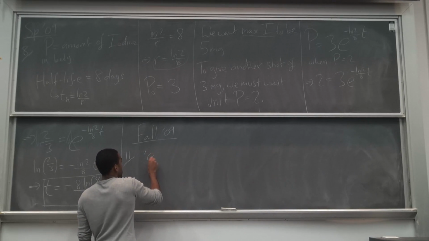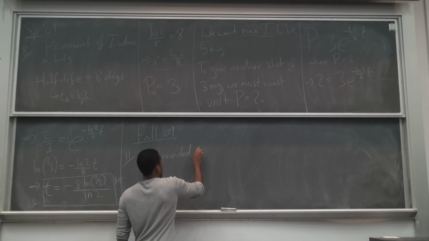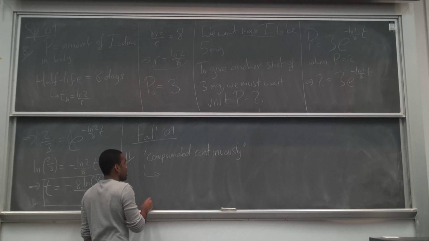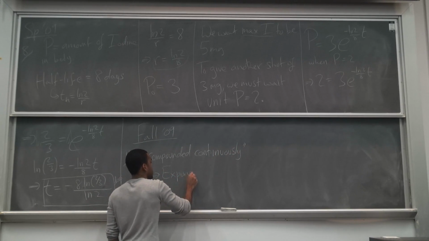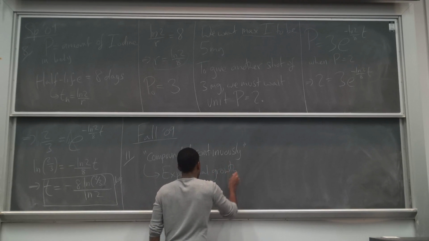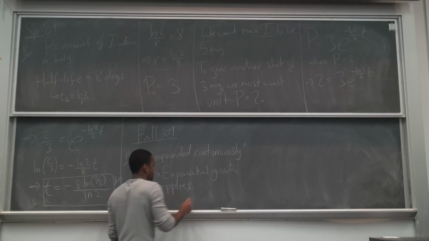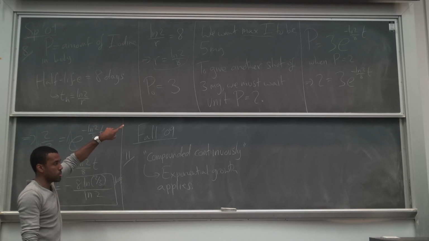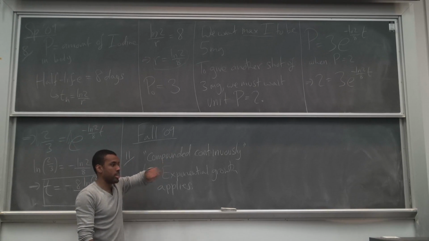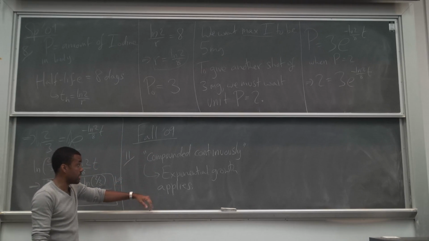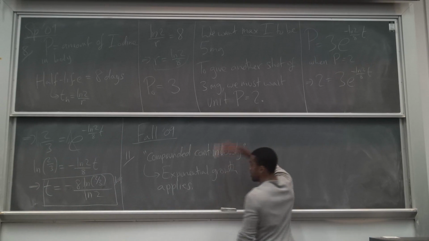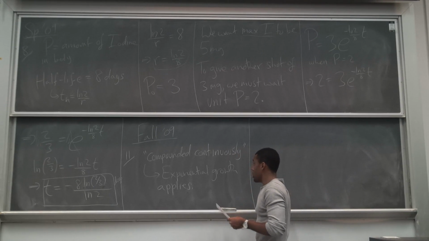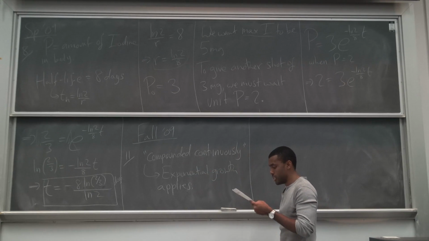By the way, whenever you see this phrase, compounded continuously, we see this in 209 and other contexts as well. It means exponential growth applies. In fact, the exponential growth formulas come from taking the compound interest formula and assuming the number of times compounded goes to infinity. When you take the limit, you can use the log rule and you'll get e as the answer. So all the formulas I gave you for exponential growth now apply. If it's compounded a specific number of times, you have to use the compound interest formula.